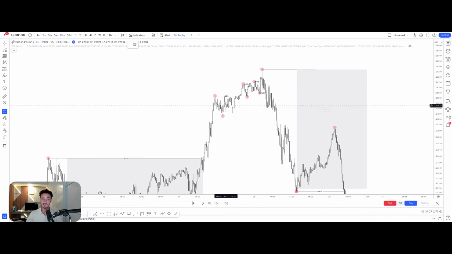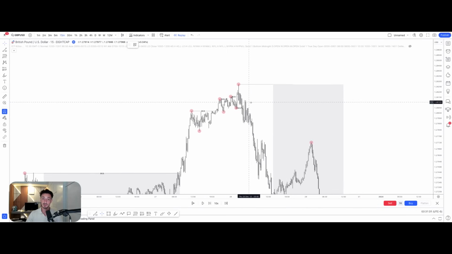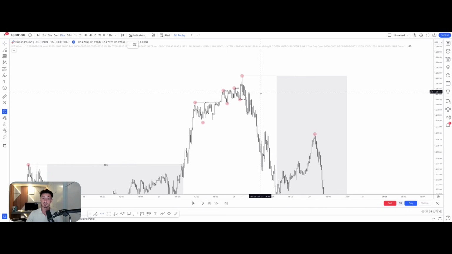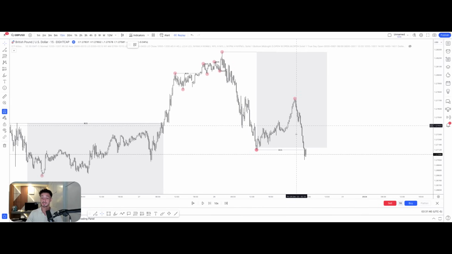Pullback, expected higher prices, we get it, 4. Expected higher prices, we get it, 5. Expect higher prices, we get it, 6. Expect higher prices, we don't get it, we get bearish. Expect lower prices, we get it, great. Price comes up, we expect lower prices, and we get it.